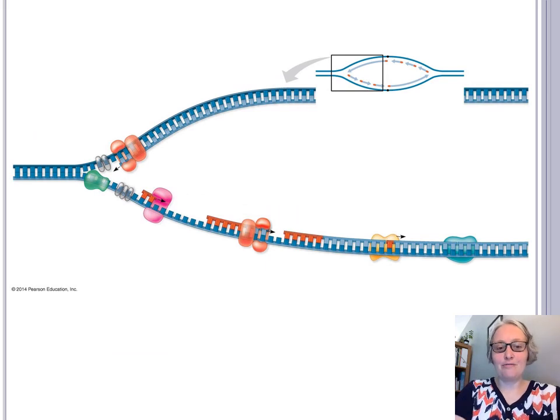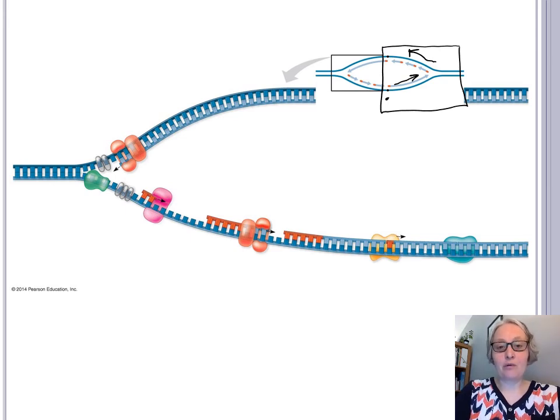Here we have a great review back from chapter 16. Hopefully this is familiar to you. As you look at it, hopefully you should be able to identify some elements. Here we have a replication bubble with origins of replication. Each side of that replication bubble is called a replication fork. We've got our leading strand and our lagging strand. The leading strand is going continuously into the replication fork, whereas the lagging strand is being made as a series of Okazaki fragments heading away from the replication fork.